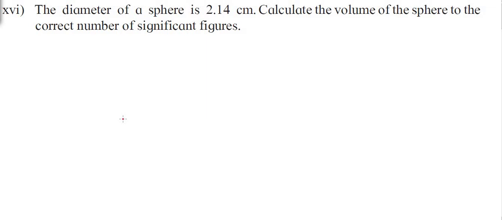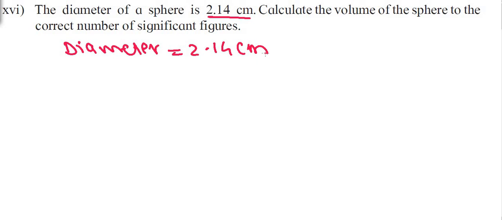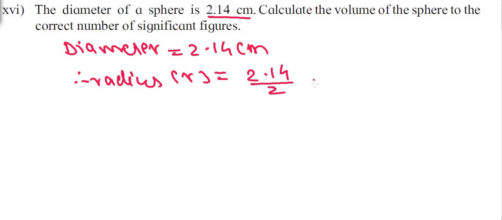Example number 16. The diameter of a sphere is 2.14 centimeter. Calculate the volume of the sphere to the correct number of significant figures. Now diameter is given, so diameter equal to 2.14 centimeter. Now let us write down its radius. Therefore, radius r is equal to 2.14 divided by 2, that is 1.07 centimeter. This is the radius of the sphere.